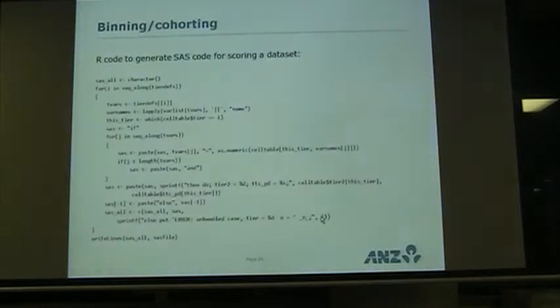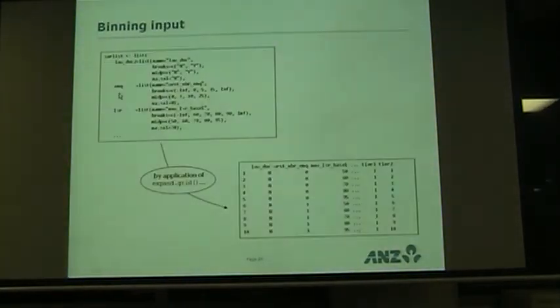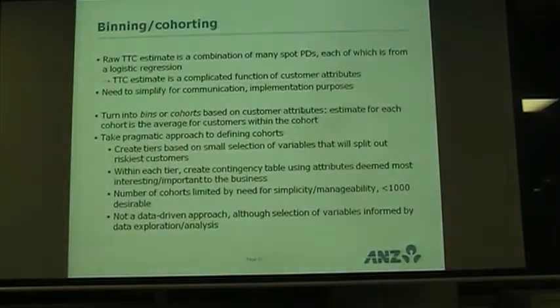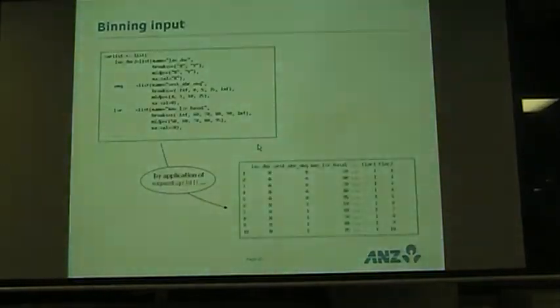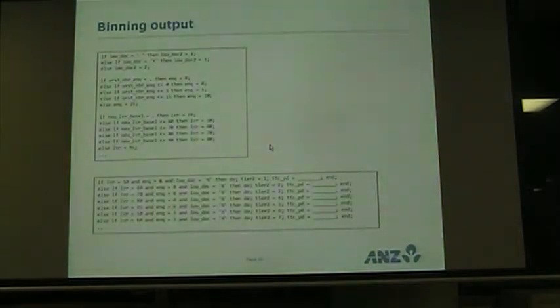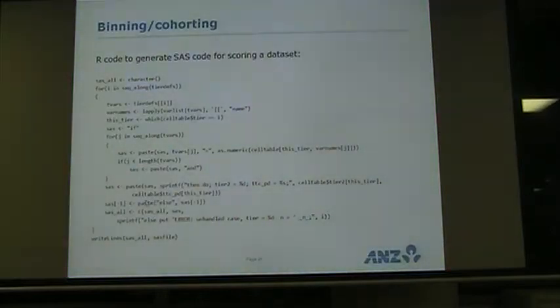So here is an example of using R code to generate SAS code. This is a loop across all my tiers. So create tiers based on a small selection of variables. I think I have 6 of them. Within each tier, I loop across all the variables that go into defining the contingency table for that tier. So I loop across all of these, and I just write it out.